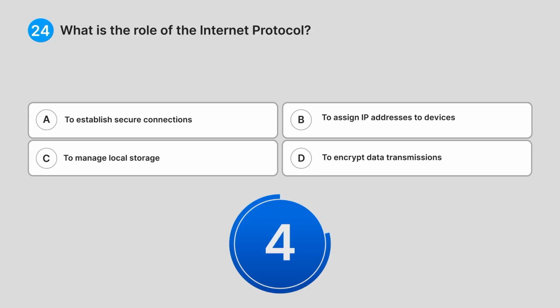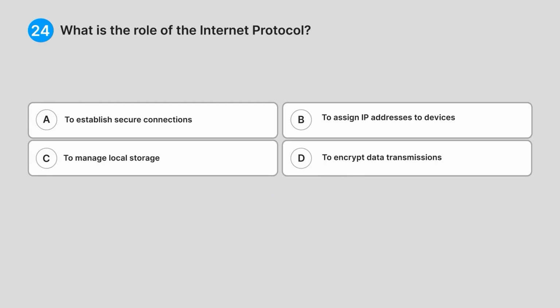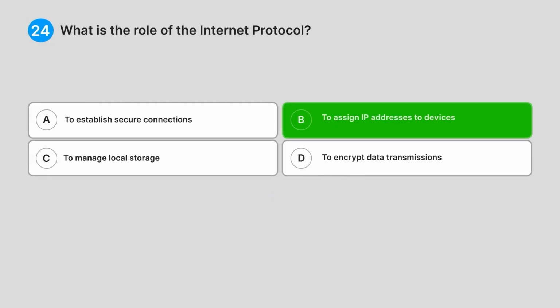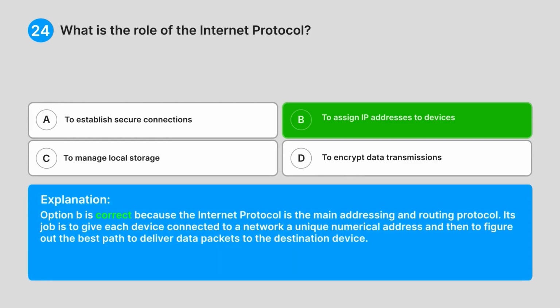Can you guess the answer? Correct answer, B. To assign IP addresses to devices. Explanation. Option B is correct because the Internet Protocol is the main addressing and routing protocol. Its job is to give each device connected to a network a unique numerical address, and then to figure out the best path to deliver data packets to the destination device.